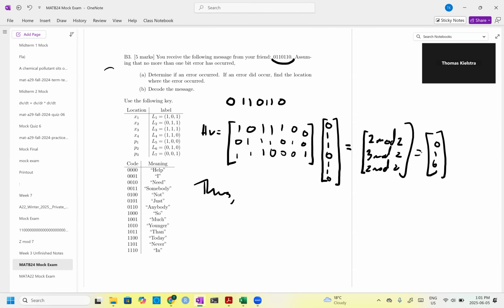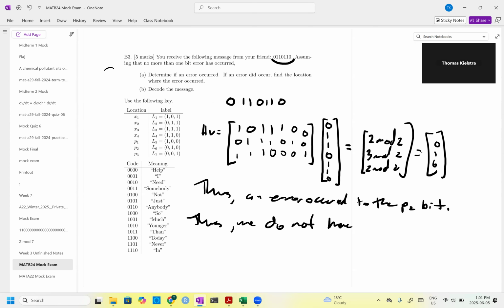Thus, an error occurred to the P2 bit. Thus, we do not have an error to fix. Thus, the code is 0, 1, 1, 0.